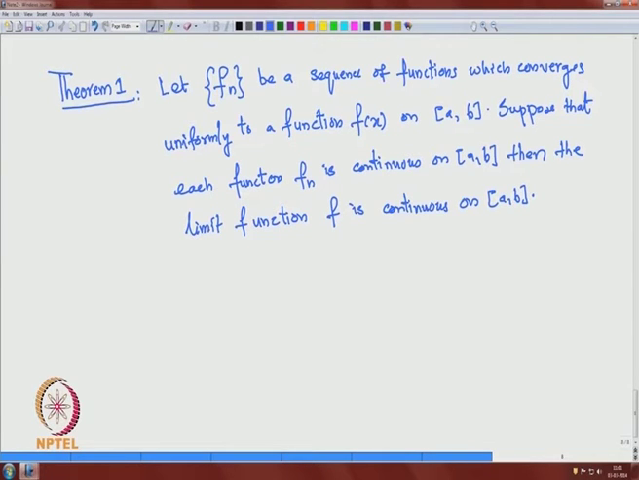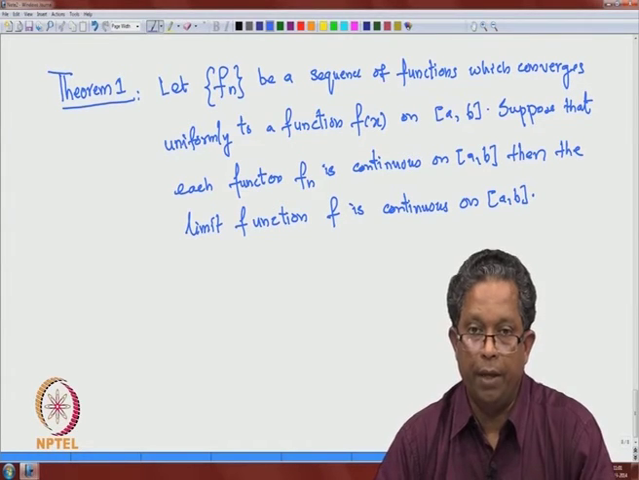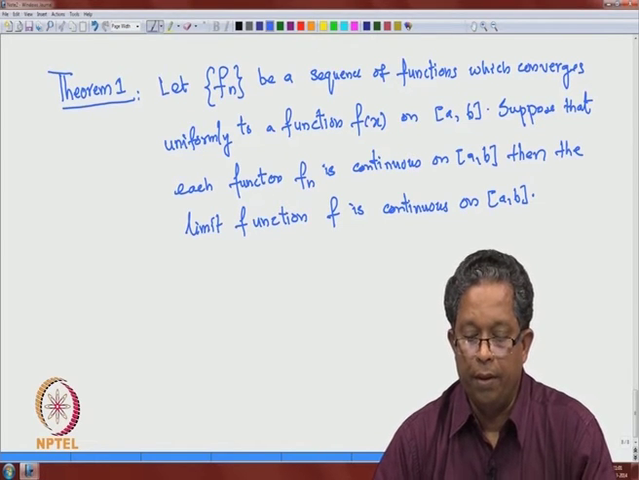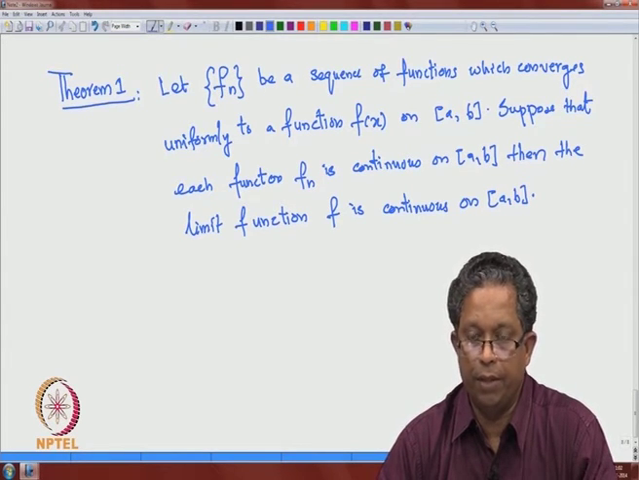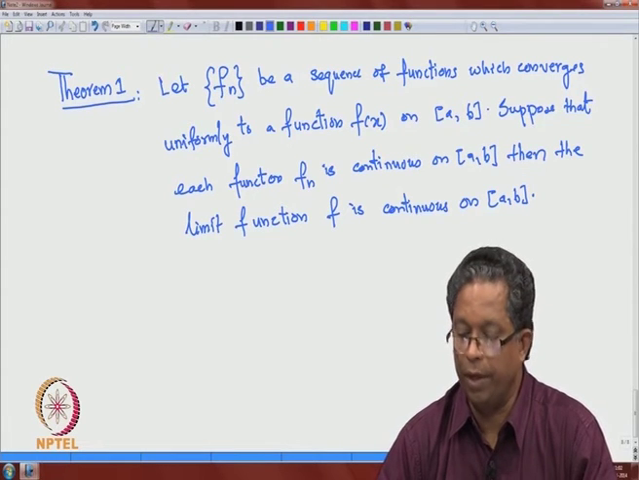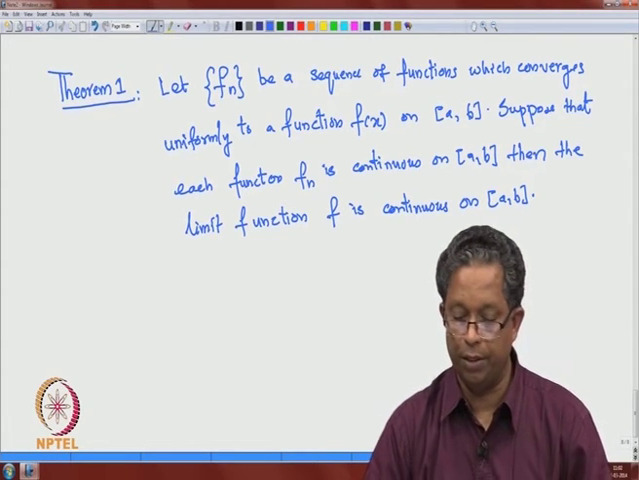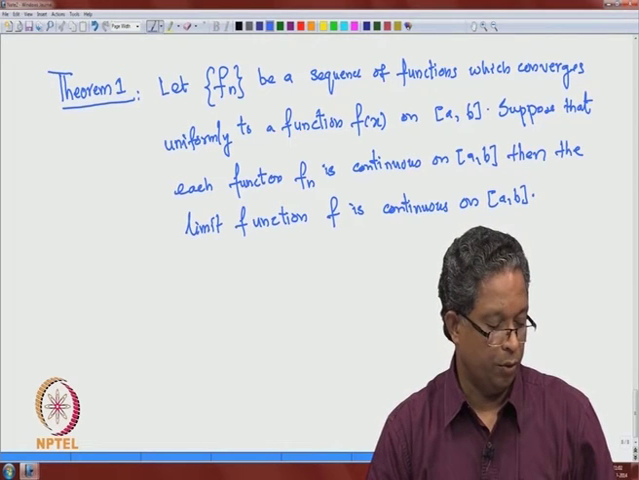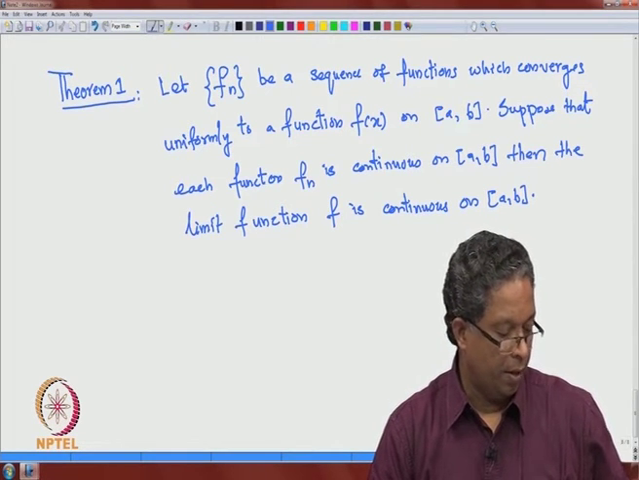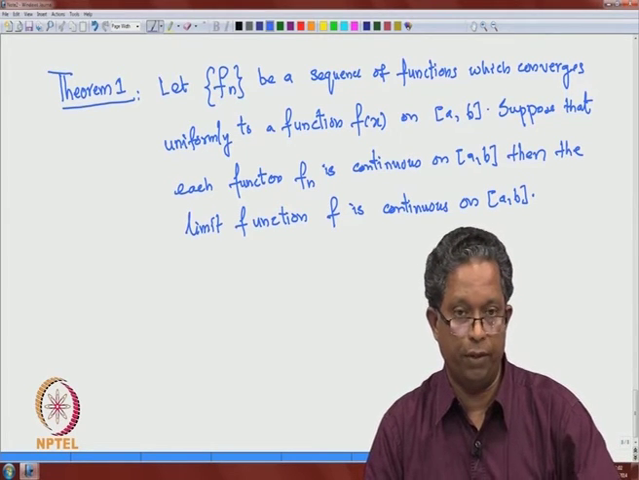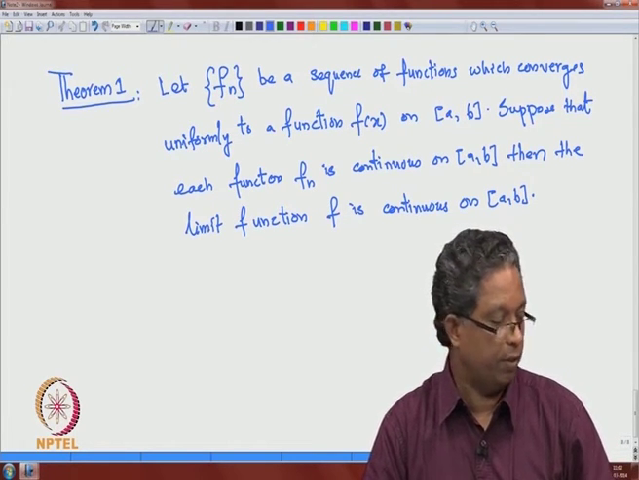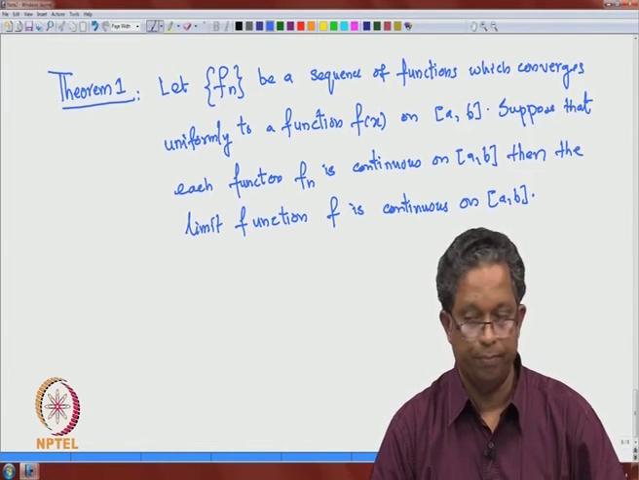So, this is an interesting result that guarantees that if a sequence of functions converges to a function, and each of the functions in the sequence is continuous, then the limit function is also continuous, provided the convergence is uniform. So, therefore, a sequence of continuous functions converging uniformly to a function f, then the limit function f itself is continuous.